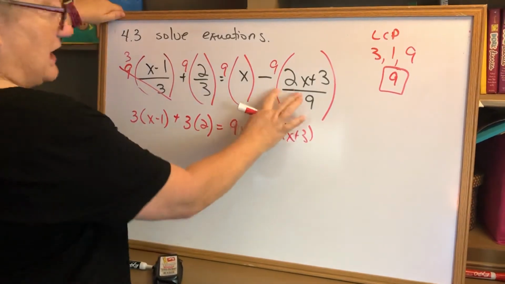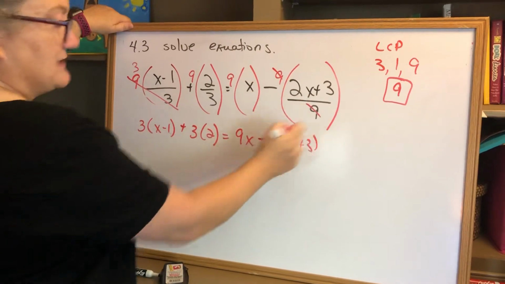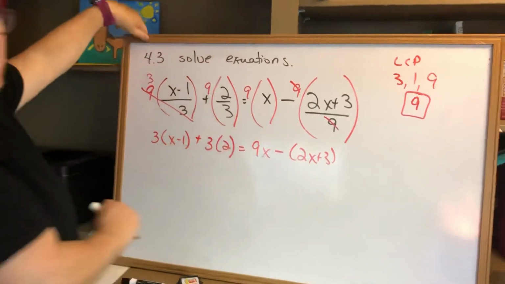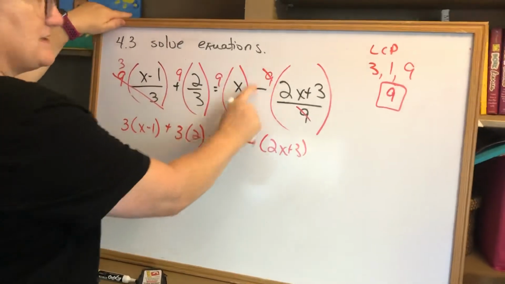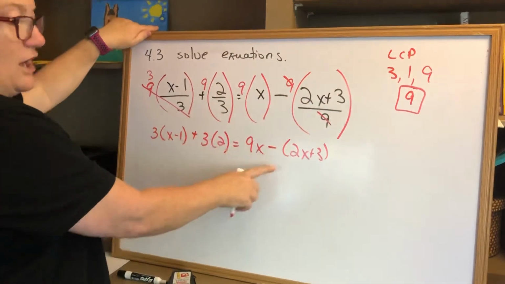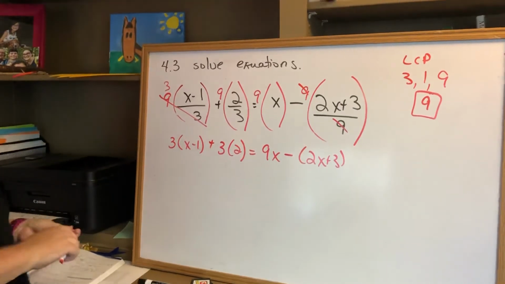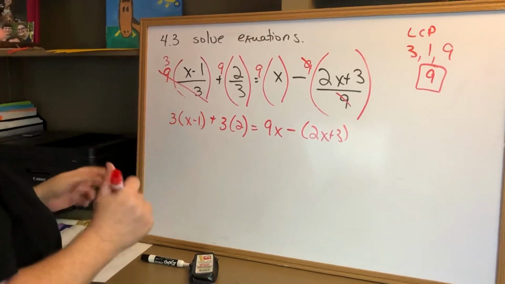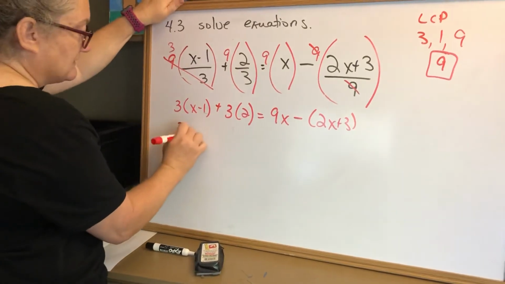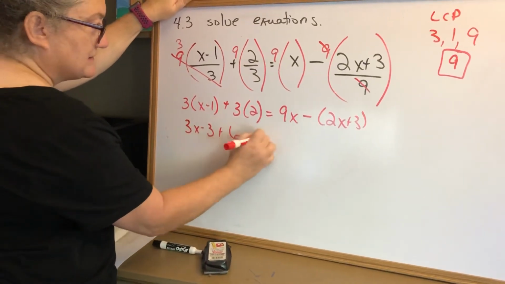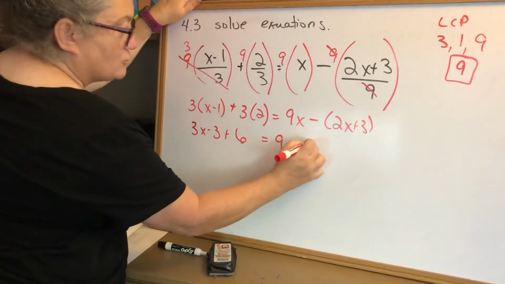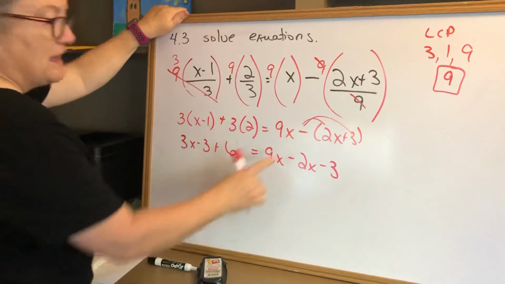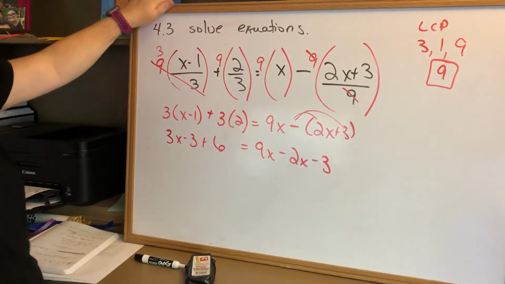Now be careful, just because this 9 and this 9 cancel, you don't want to just drop these parentheses because we have a subtraction sign out front. And that's telling us that we need to subtract all of this, not just the 2x. That's a common mistake people make. So now I'm going to get rid of the parentheses by using the distributive property. So I have 3x minus 3 plus 6 equals 9x, subtract 2x, subtract 3. Remember distributive property here. That's a common mistake. People make that all the time.